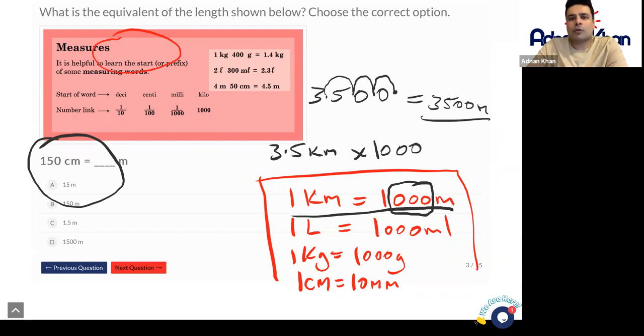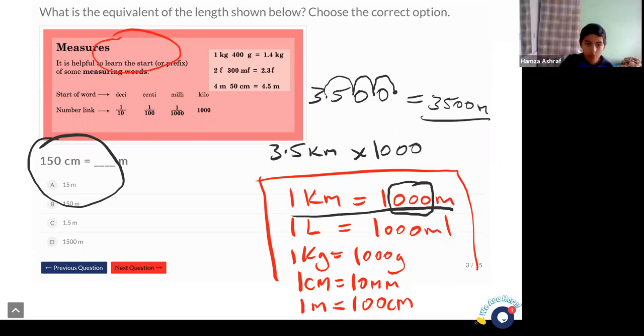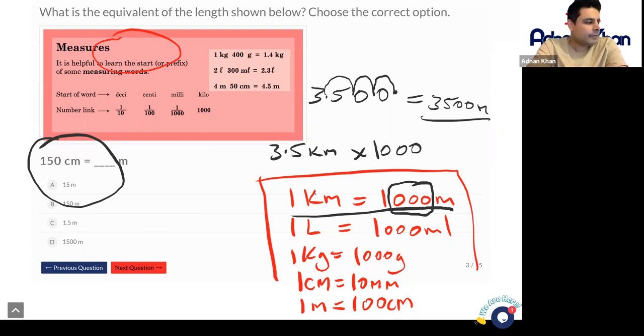And so 150 centimeters, and now we're moving to meters. Remember, let me just write this down for you as well, because we're coming across new measurements as we go along. 1 meter equals 100 centimeters. 1.5 meters is correct. Well done. Okay, thank you, Hamza.